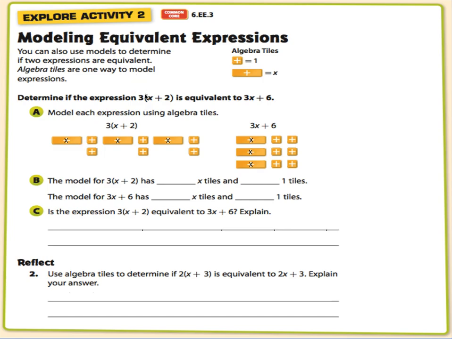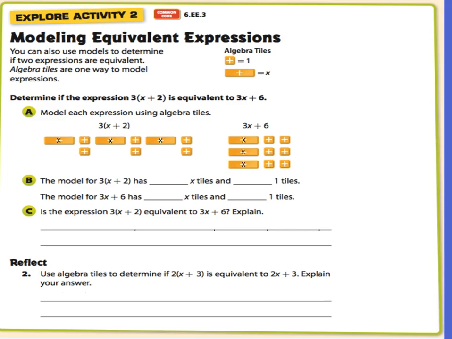So if we're modeling the expression 3 times the quantity x plus 2, and using that to determine if it's equivalent to 3 times x plus 6, we have to think of what these two things mean. So this means that I have 3 groups of x plus 2. So I'm actually going to box this off here. I think that'll help us out. So I have x and 2, and x and 2, and x and 2. So 3 groups of x plus 2.